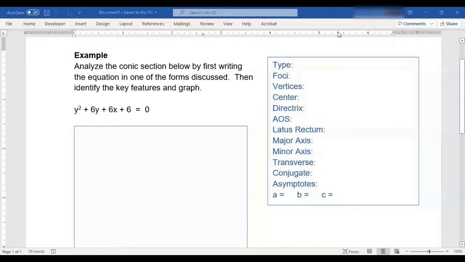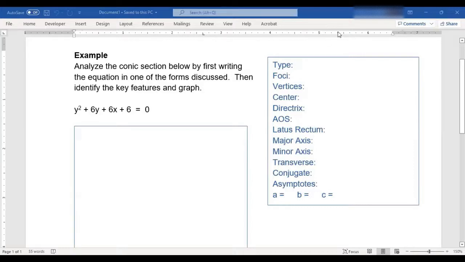Professor Rad here, and today we're going to analyze a conic section. In the last video, we did an example of analyzing a conic section that was not in one of the three forms to begin with, so it wasn't a perfect parabola, ellipse, or hyperbola format, but it was really easy to get into that format.